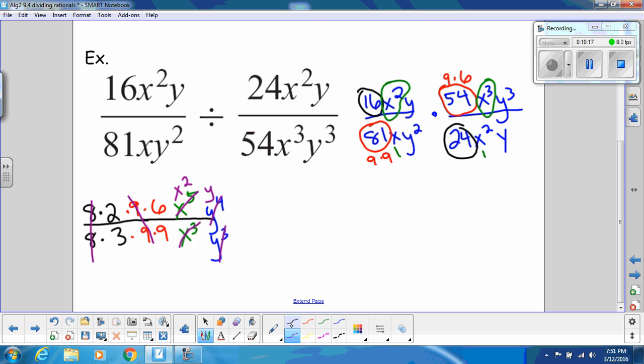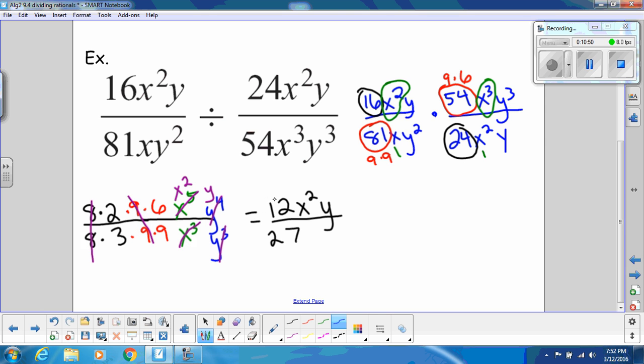So what do I have so far? I have 2 times 6 is 12, x squared y. And then down here I have 3 times 9 is 27, and there are no variables left. Now the only thing I would want to make sure is I'm not done, even though normally we would be done. I am noticing that 12 and 27, even though 27 is not a multiple of 12, I know that there are some factors of 12 that are the same as the factors of 27.